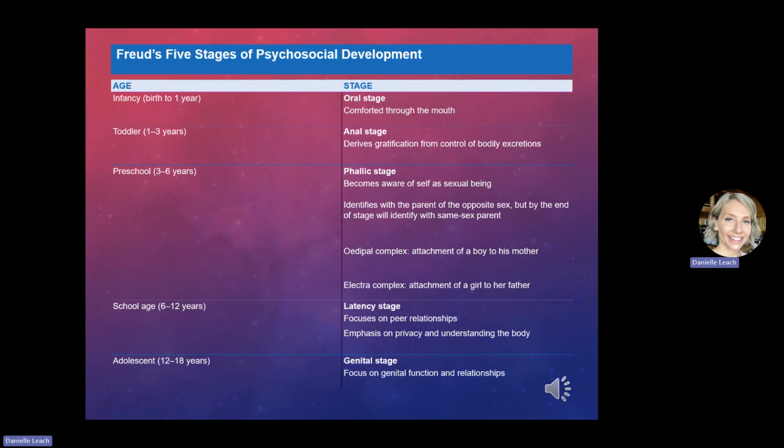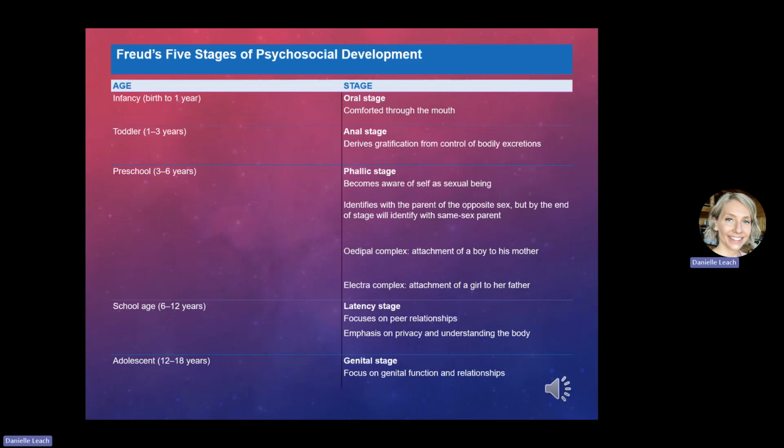He said that if children do not have their oral needs met at this time, they could become thumb suckers or nail biters as time goes on. In adulthood, they could become smokers or compulsive eaters.